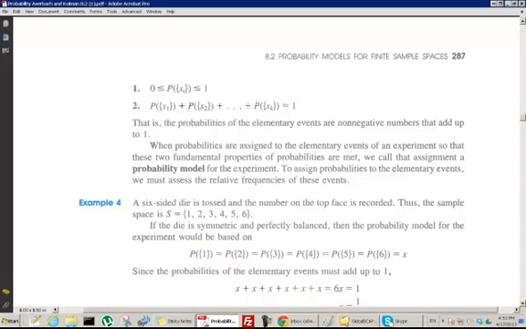Okay, let's continue. When the probabilities are assigned to elementary events of an experiment so that these two fundamental properties of probabilities are met, we call that assignment a probability model for the experiment. Okay, so let's see what they mean.